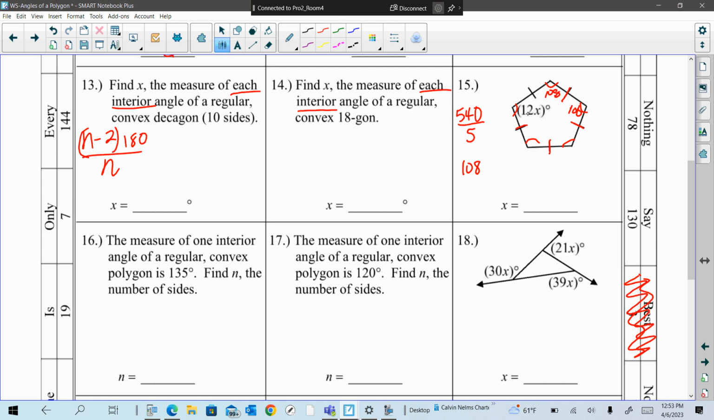So I know that this 12x is equal to what? 108. It's 108. So now you just have to multiply. It equals 108 like that. Divide, yes.